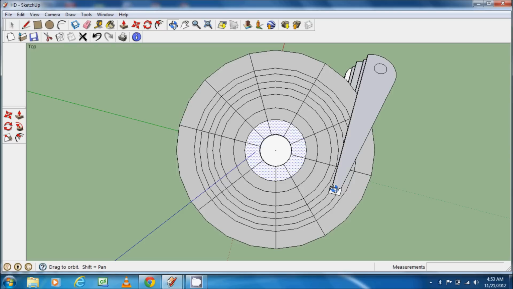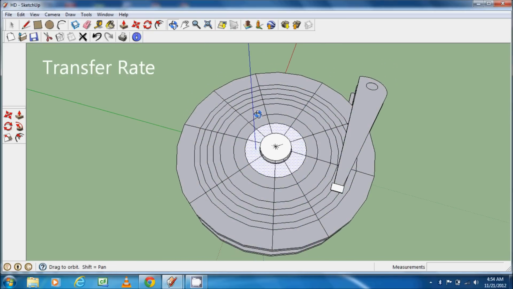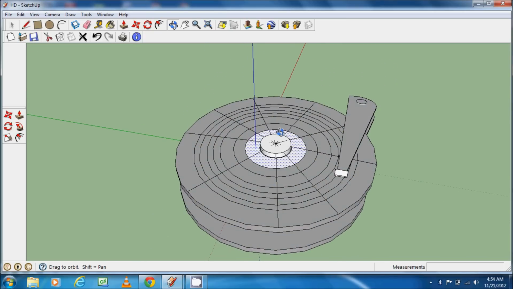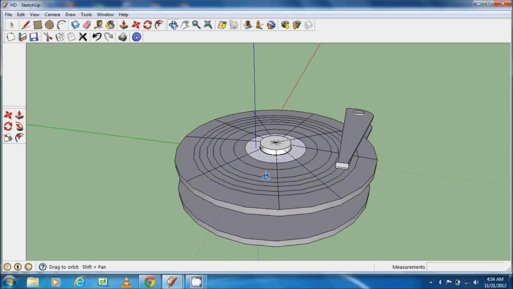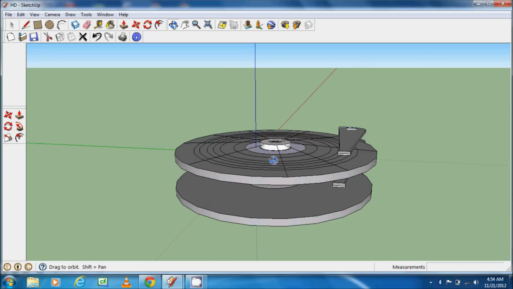The second thing is rotational delay. Rotational delay is the time taken by the disk to rotate to the position where the information is present. That is the rotational delay. The third one is transfer rate. Transfer rate is the rate at which the data is transferred from the disk to the read-write head and then to the CPU. That is basically the transfer rate.